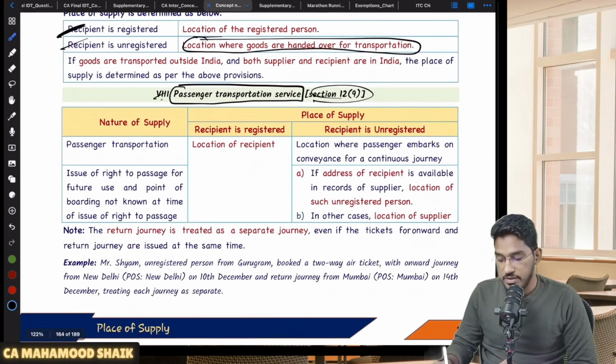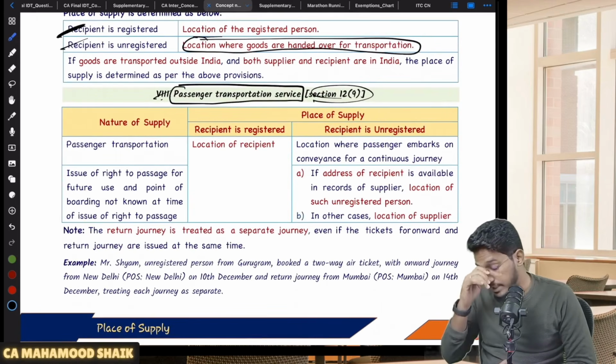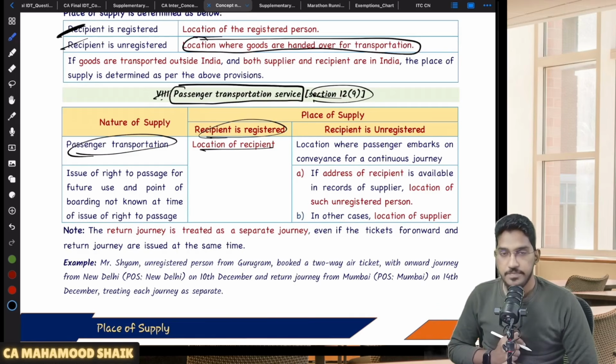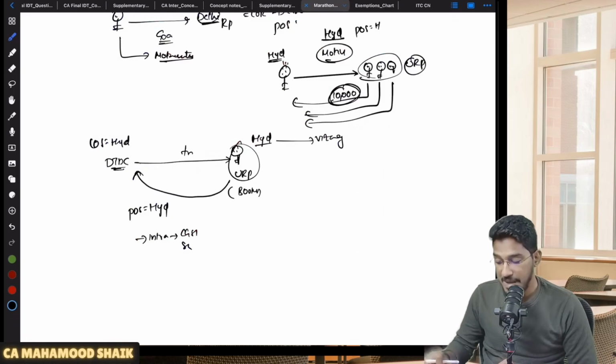Coming to the next point. Passenger transportation services. Sir, how to determine place of supply in case of passenger transportation services? Very simple. Here also it depends on the location of the recipient. What is the status of the recipient? If the recipient is a registered person, always the location of the recipient will become the place of supply. In case the recipient is an unregistered person, it is the location where the passenger embarks on the conveyance.